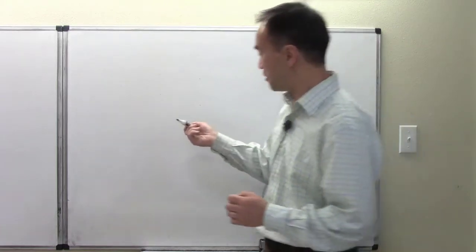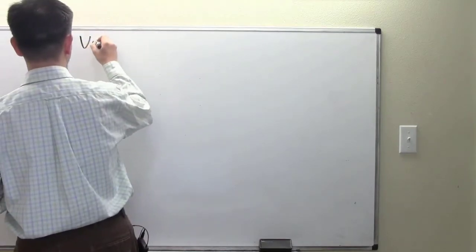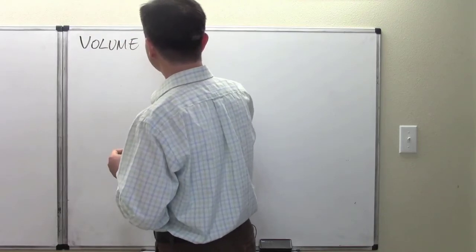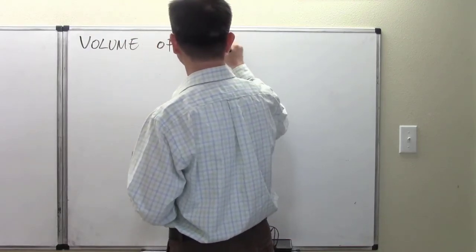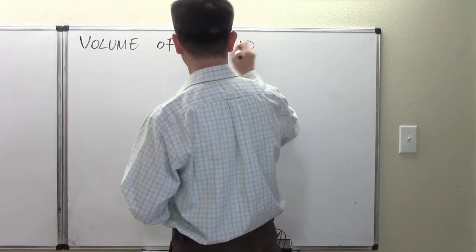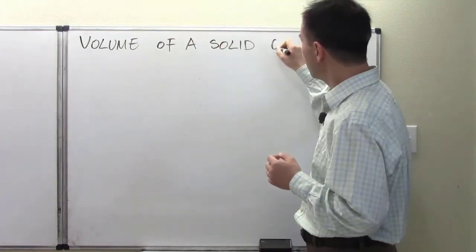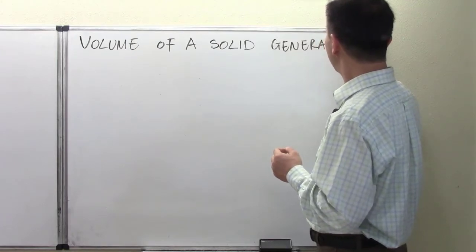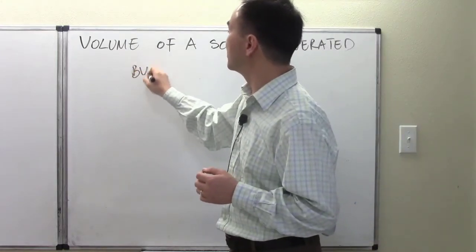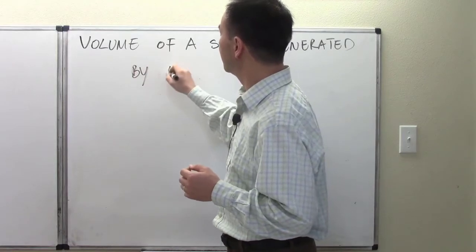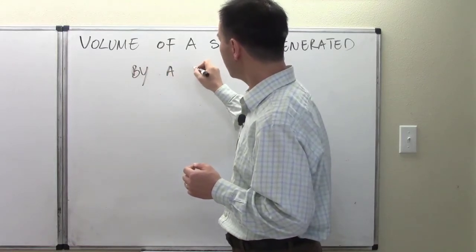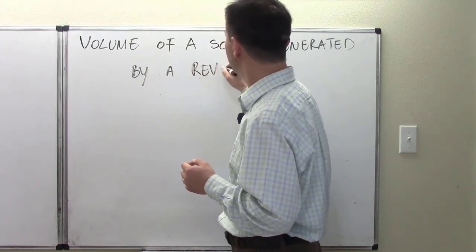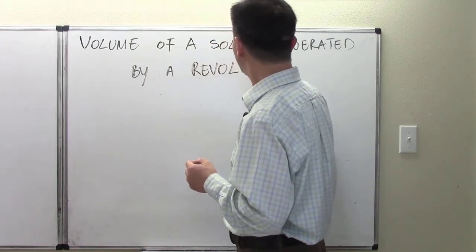Okay, so here's the title over here. We're going to learn how to apply definite integral into finding volume of a solid. Volume of a solid generated by a revolving or rotating region.